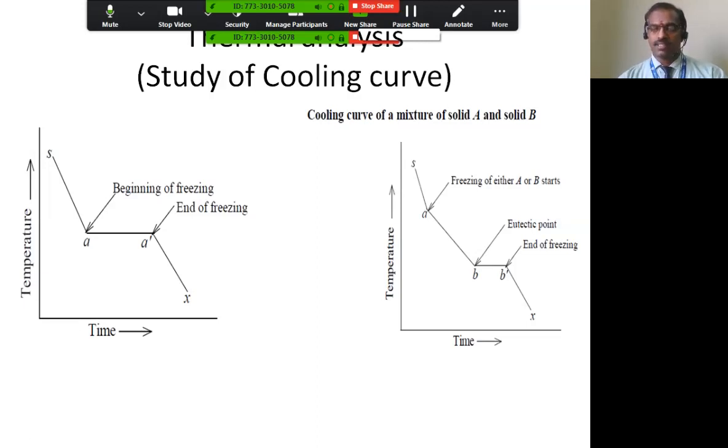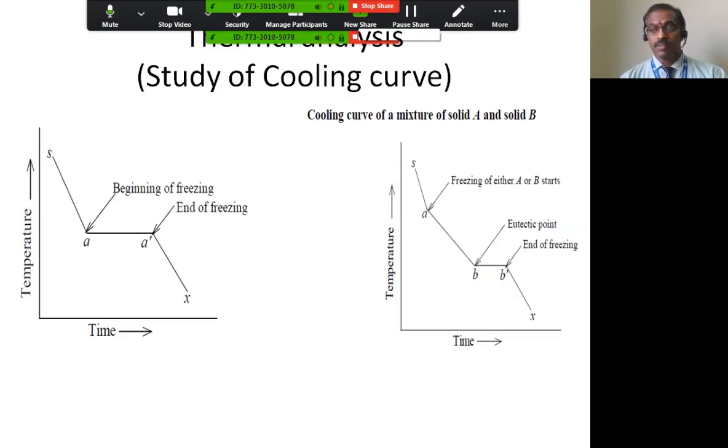At B, what is that? The second crystal. For example, if you consider that at point A, solid A comes out, at point B, solid B comes out. At B dash, what will happen actually? Solid A and solid B are completely solidified. Complete solidification is over. With further cooling, no change.